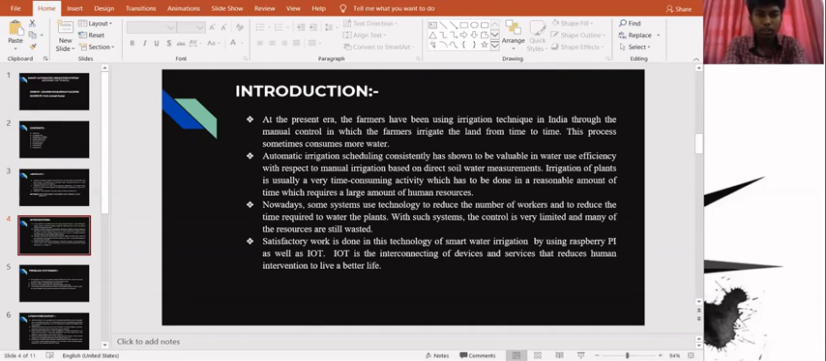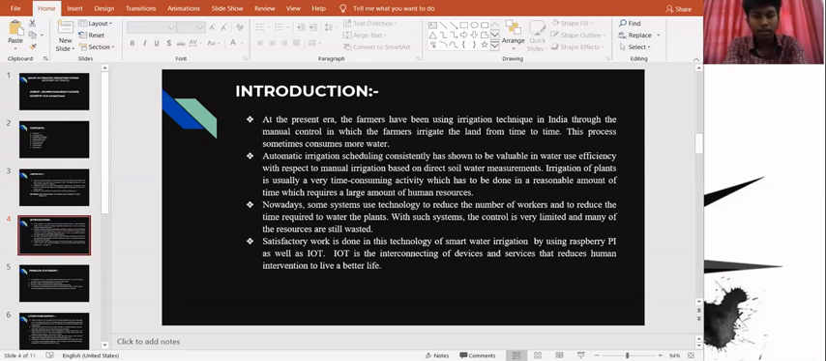Irrigation of plants is usually a very time consuming activity which has to be done in a reasonable amount of time, which requires a large amount of human resources. So with the need of this system, we will be able to minimize the human resources. Nowadays, some systems use technology to reduce the number of workers and to reduce the time required to water the plants. But with such systems, the control is very limited and many of the resources are still wasted.